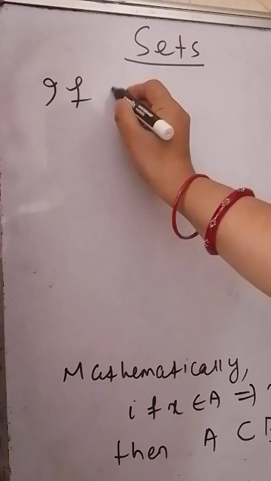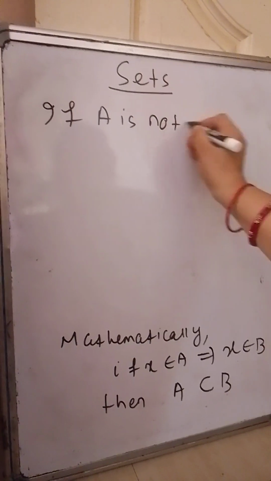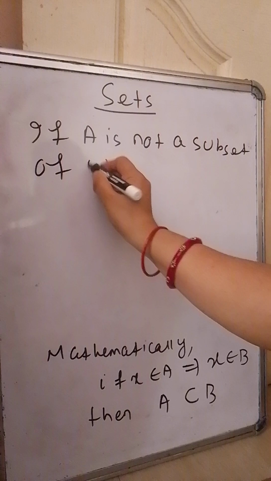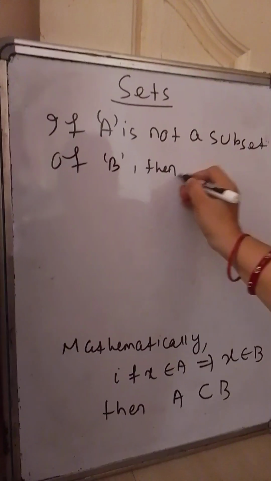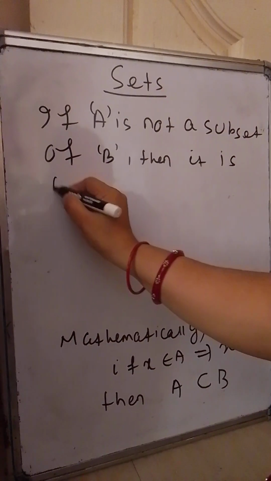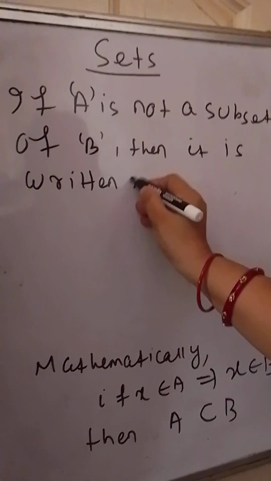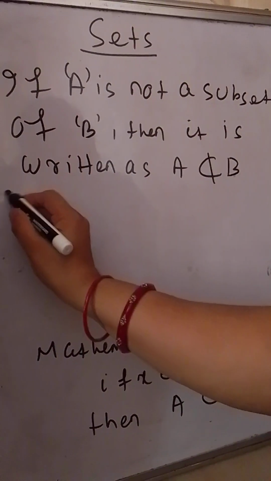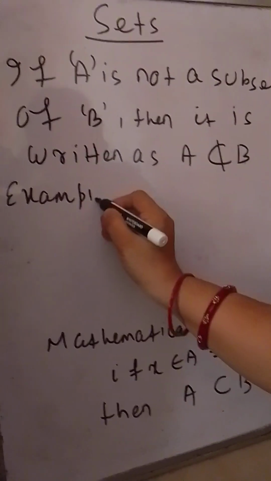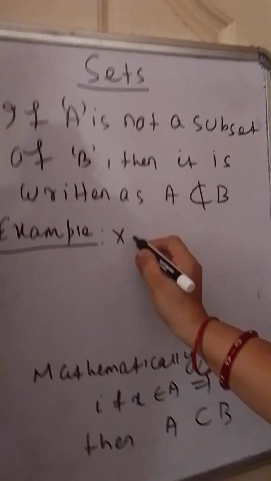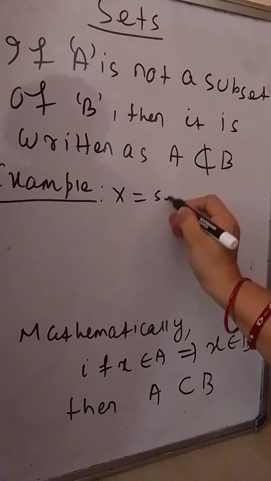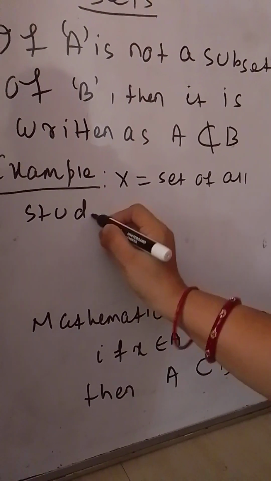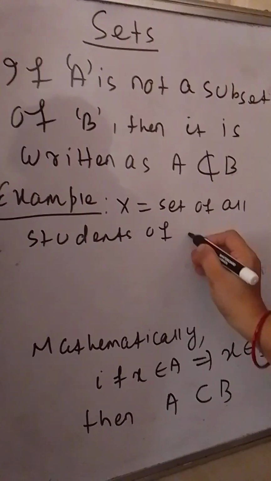If set A is not a subset of B, then it is written mathematically as A not a subset of B. Example: let us take a set X, which is the set of all students of your school.